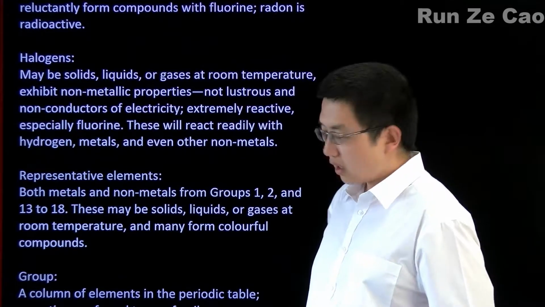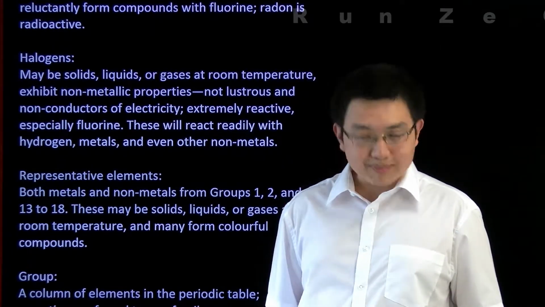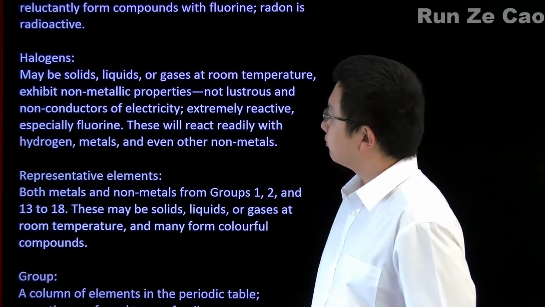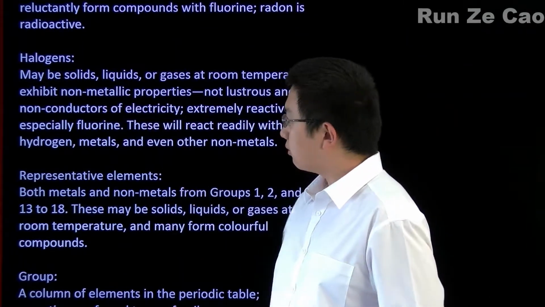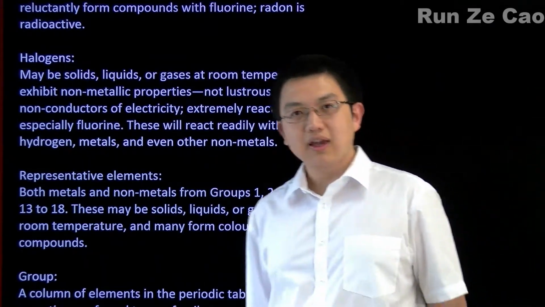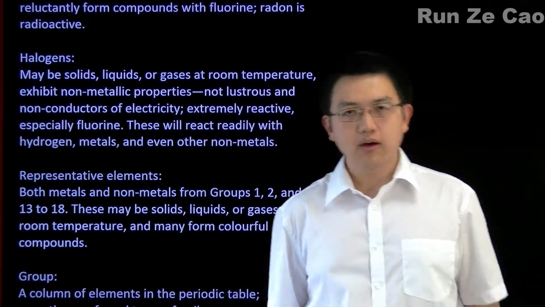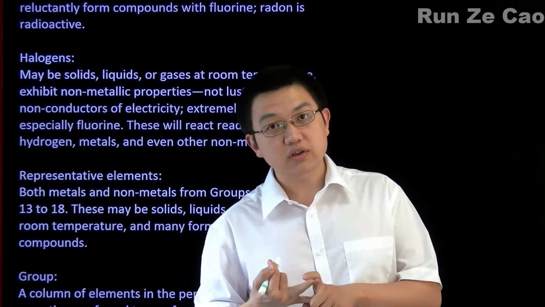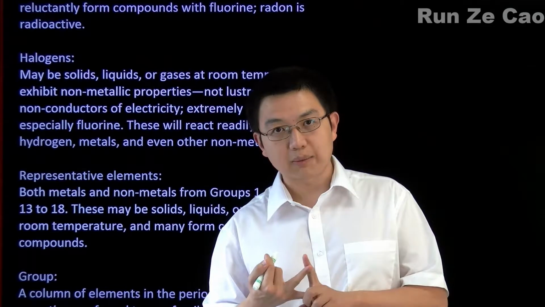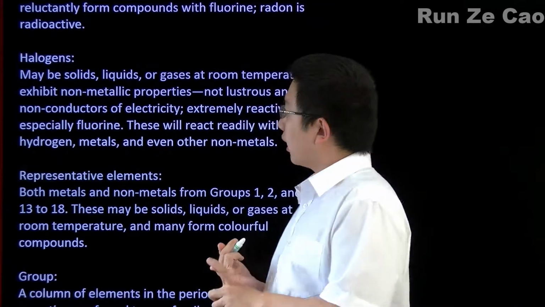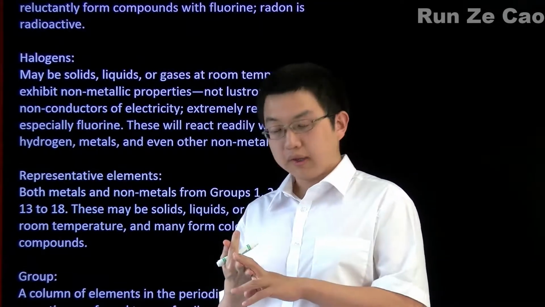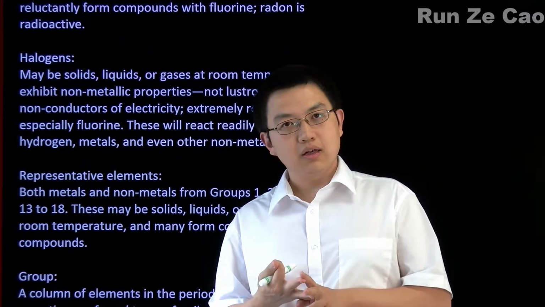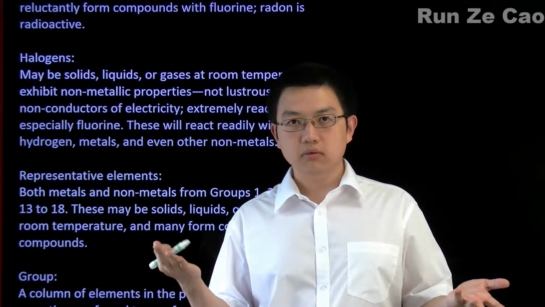So what are halogens? You may have heard of halogen lamps. Now, halogens, they might be solid, liquid, or gas. Why do we say they might be solid, liquid, or gas? Well, fluorine at room temperature is a gas. Chlorine is a gas. It was the first gas to be used as a poison gas in chemical warfare. And what next? Oh, bromine. Hey, didn't we just mention bromine? It's the other liquid at room temperature.